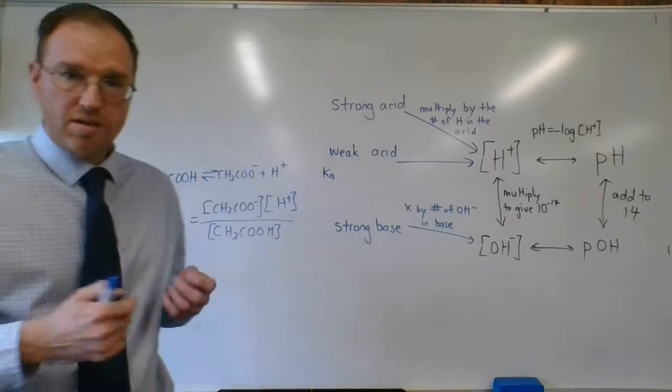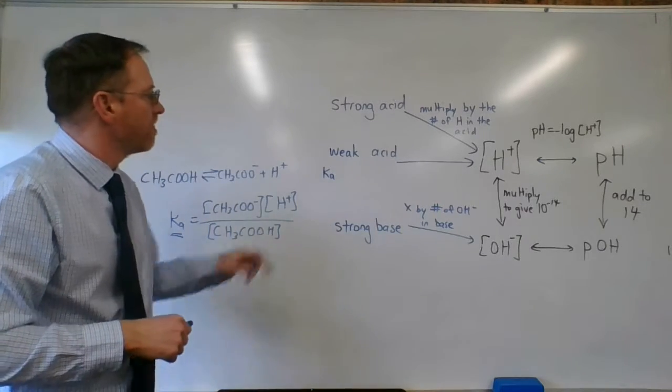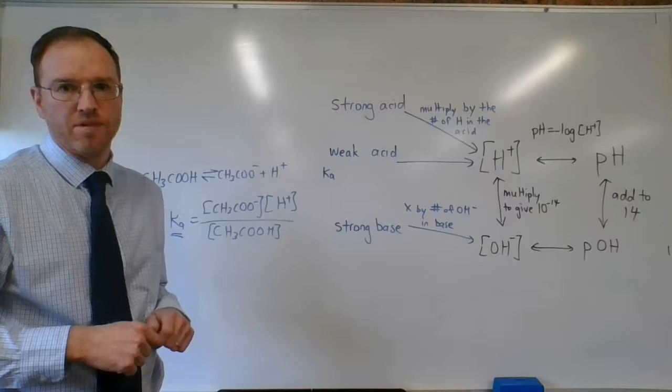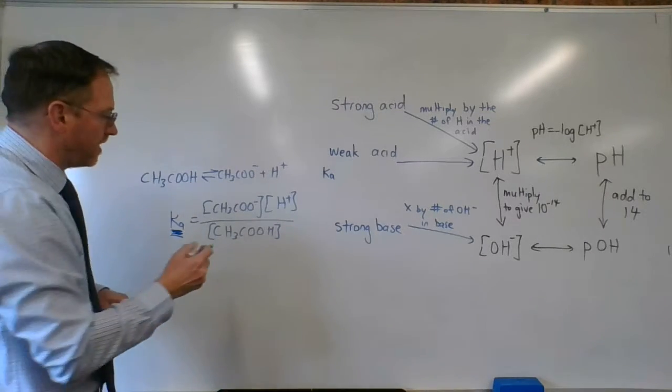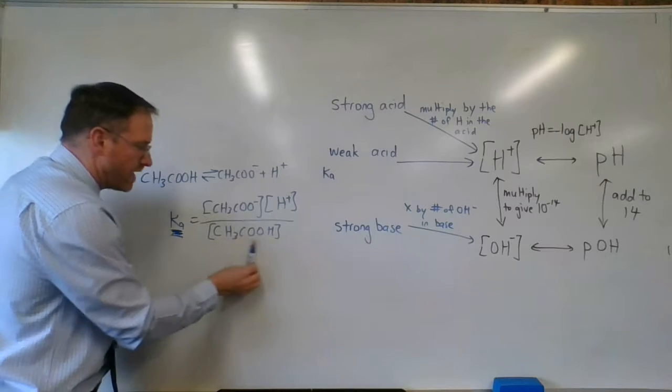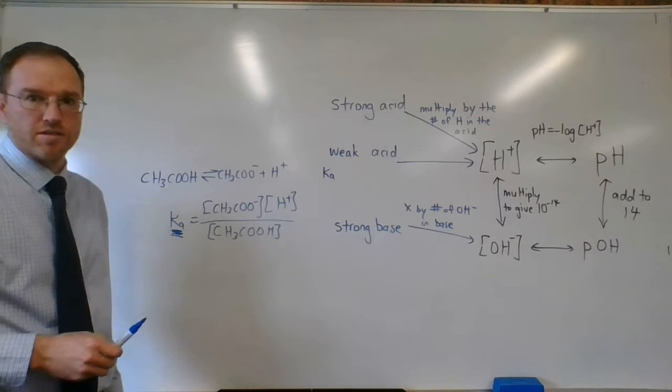If they just tell me I start with a weak acid and I need to work out the pH, they have to give me the Ka value. I can't do it without the Ka. They will need to give me the Ka value, and they will need to give me the concentration of the acid that I start with, and I need to work out the concentration of hydrogen ions.